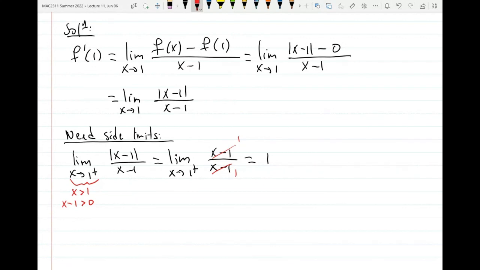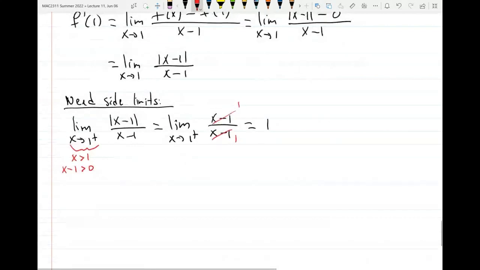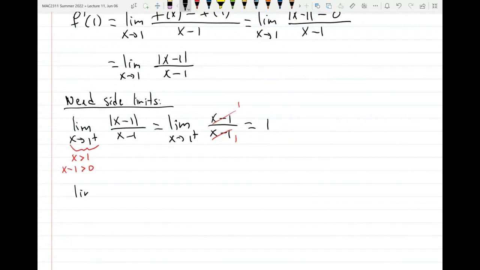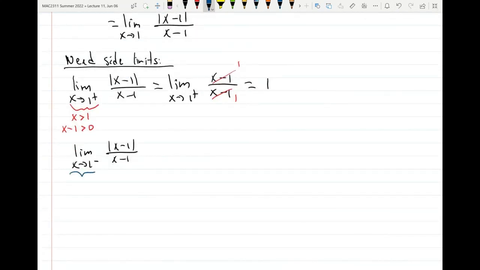You okay with this? All right, the next one. We need to do the left limit. What do we know about x here? X is less than 1. So what does that mean about x minus 1? It's going to be less than 0. Yes? So if the stuff inside the absolute value is negative, what happens if we remove the absolute value?